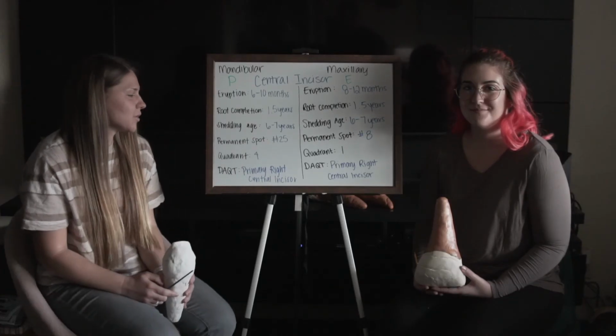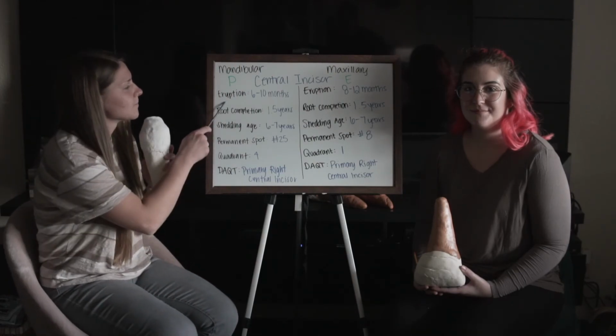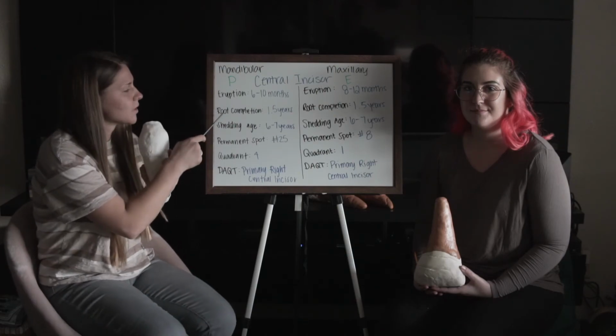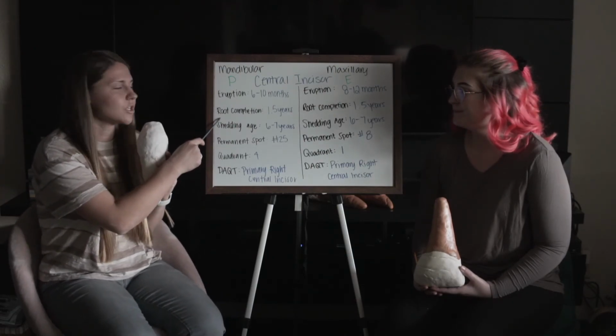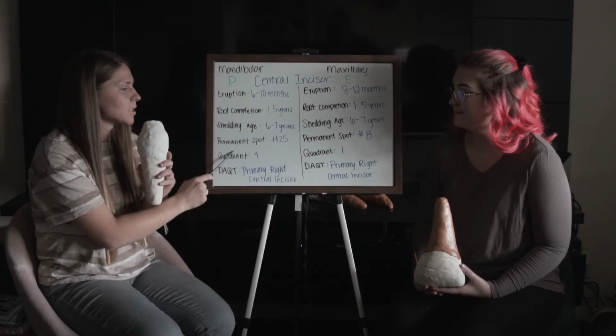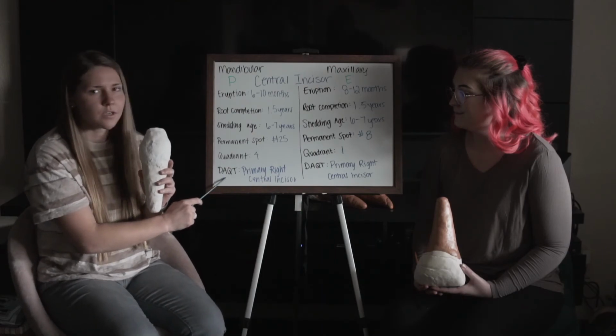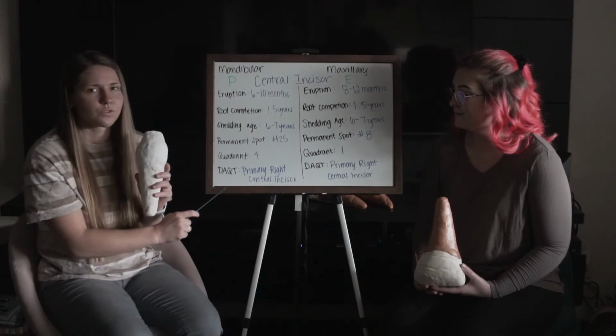For the mandibular primary right central incisor, the eruption date is 6 to 10 months. The root completion is 1.5 years. The shedding age is 6 to 7 years, and this is permanent spot number 25. It's in quadrant 4, and the DAQT is primary right central incisor.